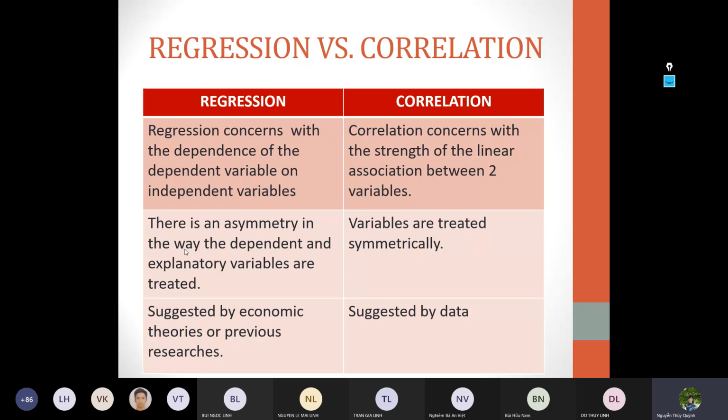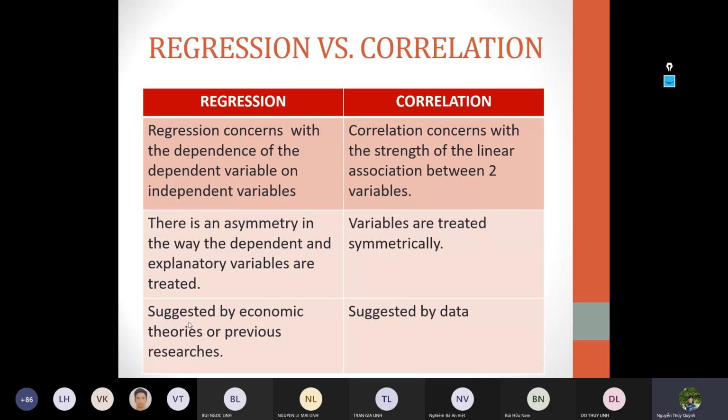But when we deal with correlation, we will treat the two variables as both random variables. All right, so regression analysis. When can we do a regression analysis between the variables? Regression analysis can only be conducted if that relationship is suggested by economic theories or the results of previous research.